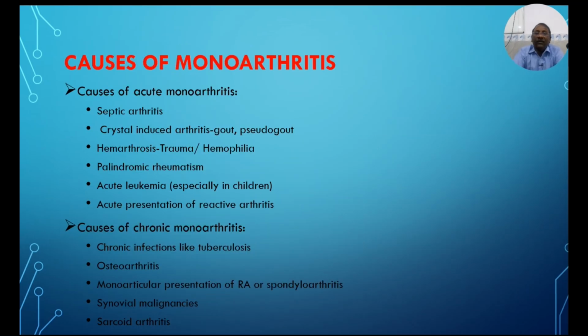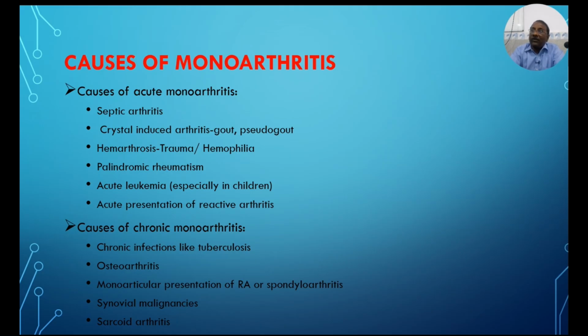So these are the causes of acute monoarthritis: septic arthritis, crystal-induced arthritis like gout, pseudogout, hemarthrosis, palindromic rheumatism, acute leukemia. Yes, this is very important. Sometimes the children, they present with arthritis. They present with monoarthritis, oligoarthritis, polyarthritis, etc. And you should think of acute leukemia. So definitely a hemogram should be done by the senior pathologist, and sometimes bone marrow aspirations, etc. to pick up the acute leukemia.